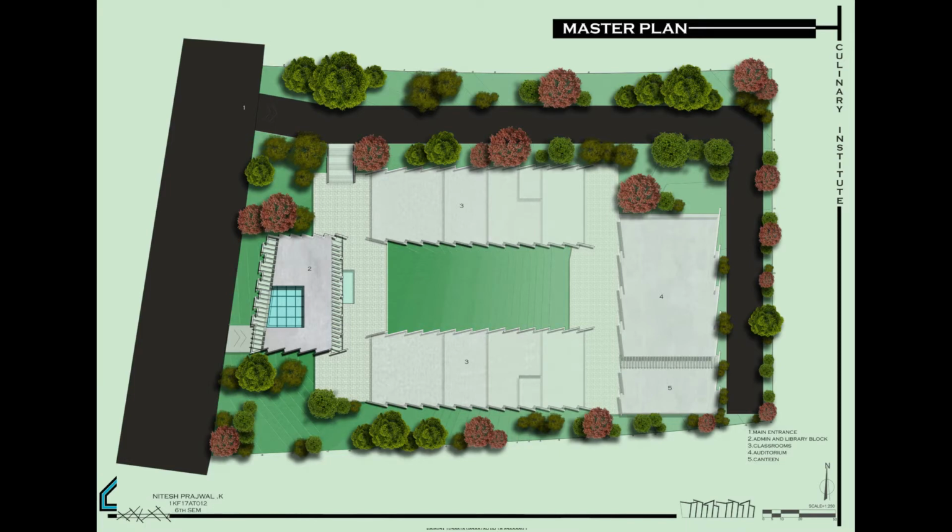Master plan. Here there are two entries to the campus. One main entry is for students and faculty, which leads to the parking, academic and auditorium blocks. Another one is for the management and principal, to the admin block. As you can see in the plan, number 2 represents the admin block and library block. Number 3 represents the admin block. Number 4 represents the auditorium, canteen and underneath parking. The academic block has two wings which are parallel to each other and divided by green spaces.